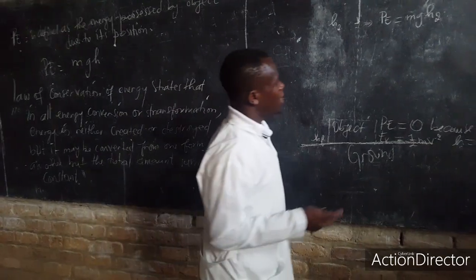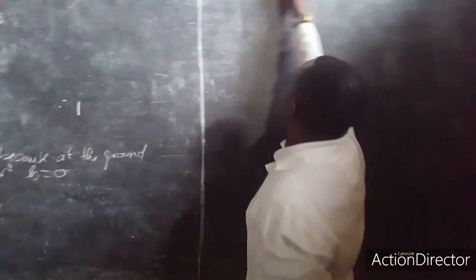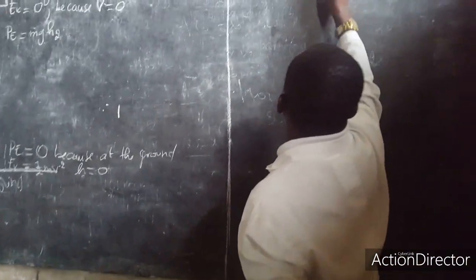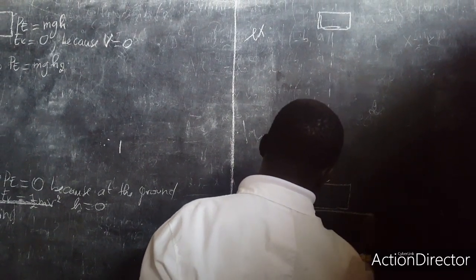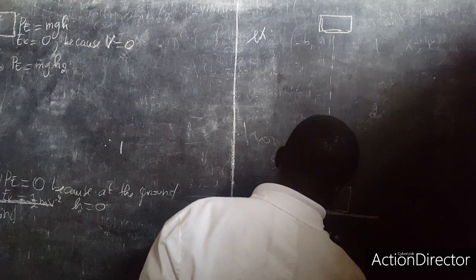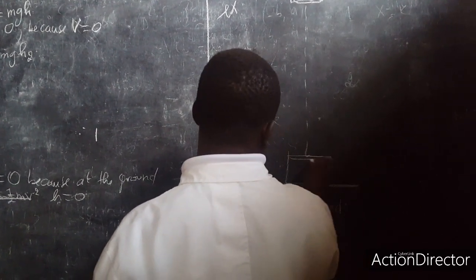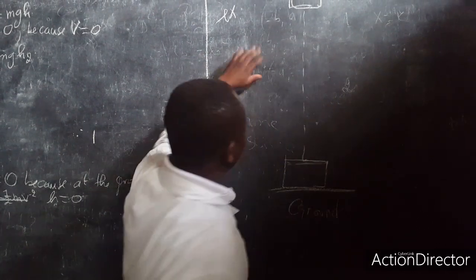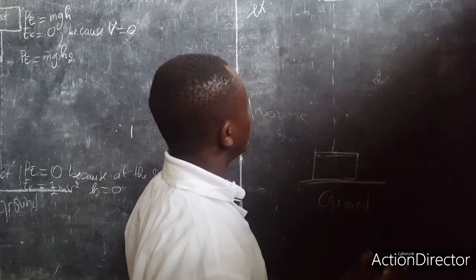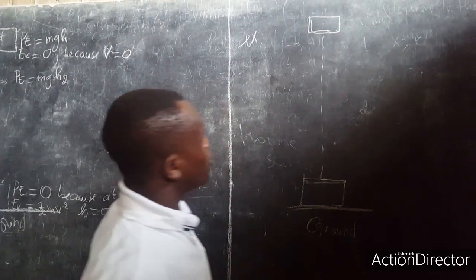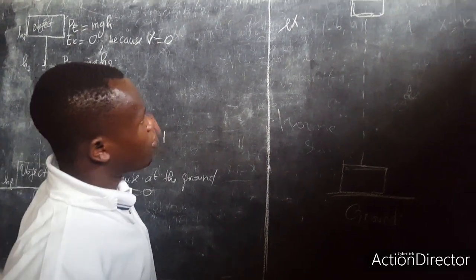So let us use an example. Let us have an object here which is falling down to the ground. So this is the ground where height is equal to 0. We are going to find the potential energy and kinetic energy at different heights. At the same time, we also calculate the summation of energy, which is the total amount of our energy.